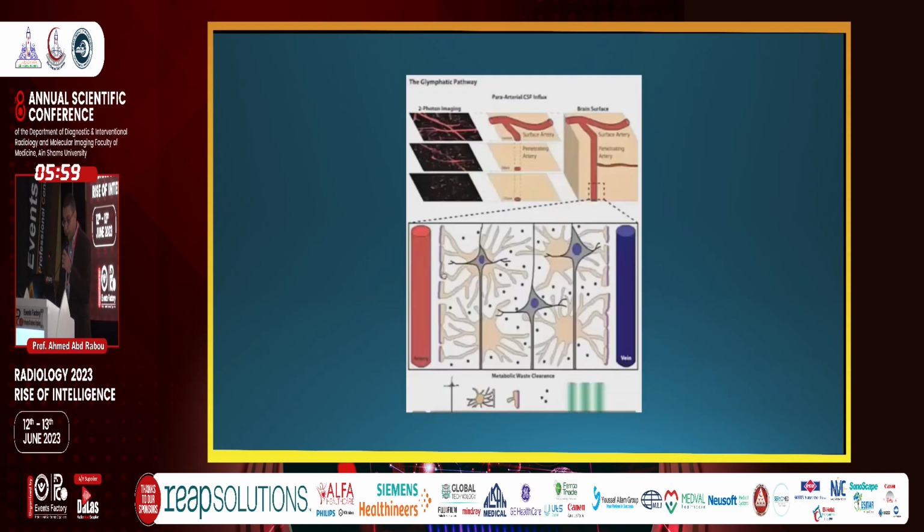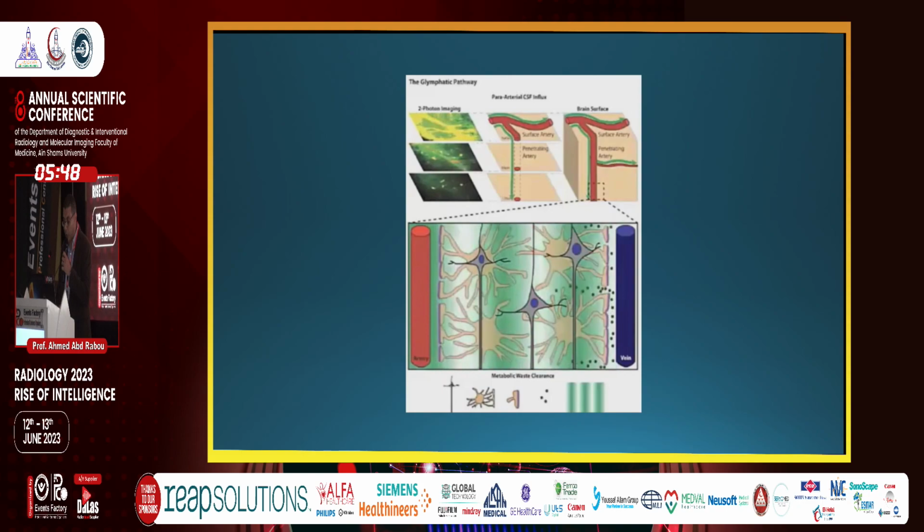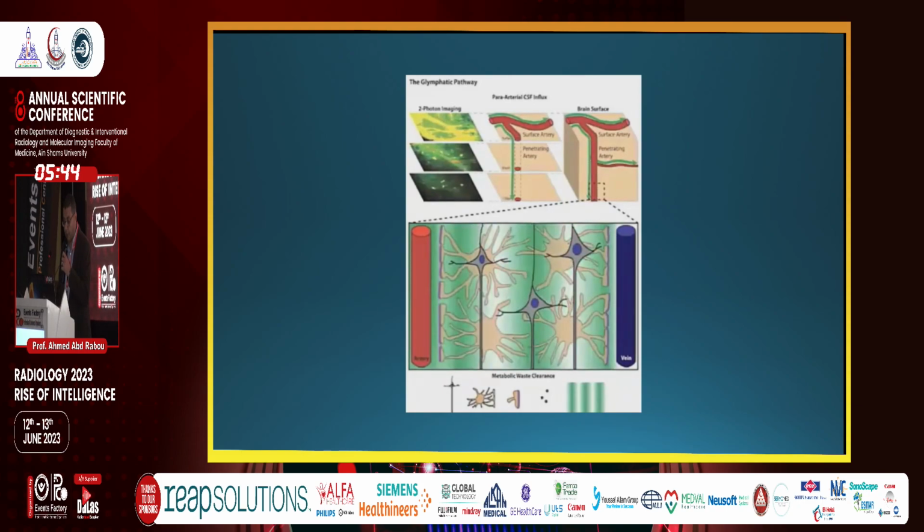And this is an illustration of this process, as you can see here. The perivascular space fluid is going inside the brain parenchyma, washing all these blue dots, which are the waste products, towards the venous perivascular space and then to the circulation.